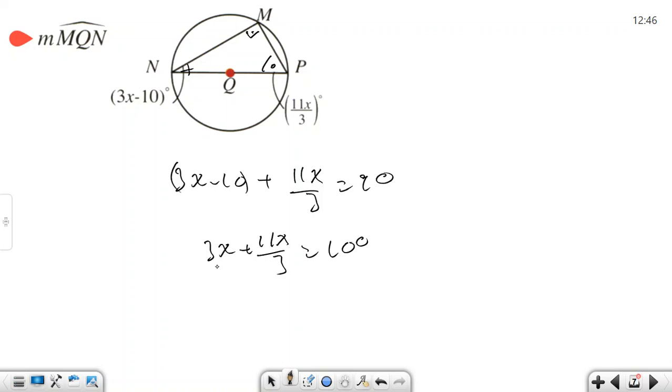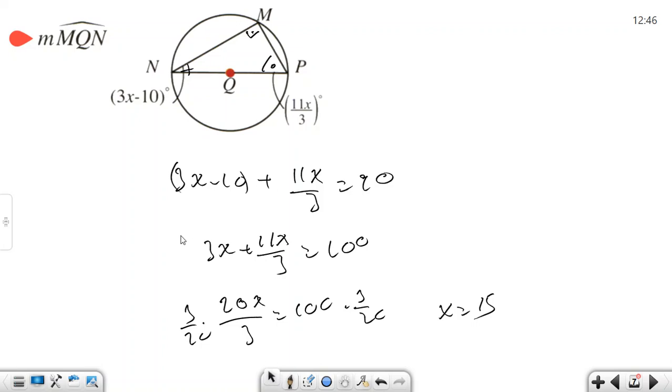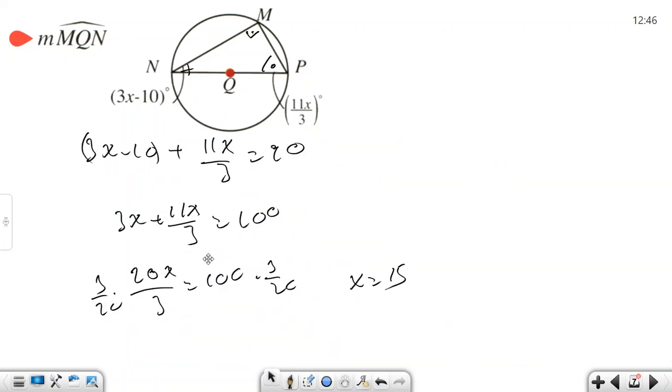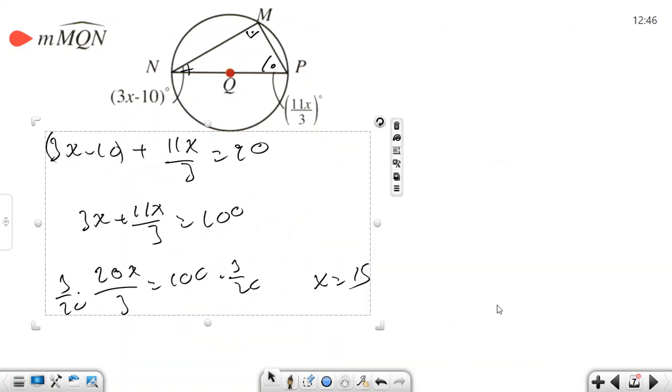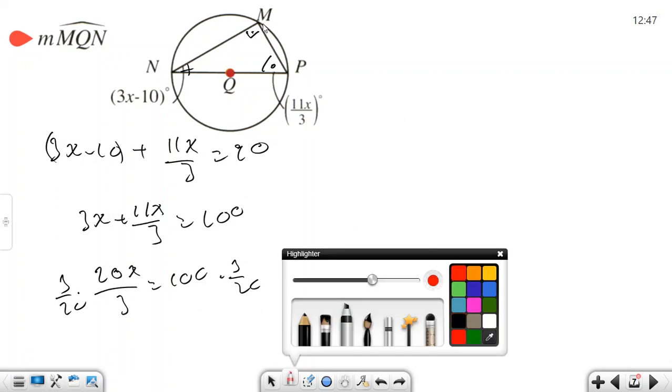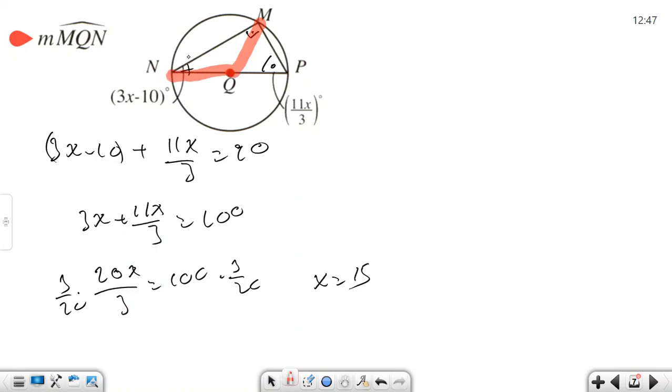So if I make the denominator equal, I'll enlarge by 3, 9x plus 11x, 20x over 3 equal 100. If you multiply both sides by the reciprocal, 3 over 20, x equal 15. We find the x. That's the first one. We find the value of x. What is the question? Okay, the question is asking about M, Q, N, and to find that one.